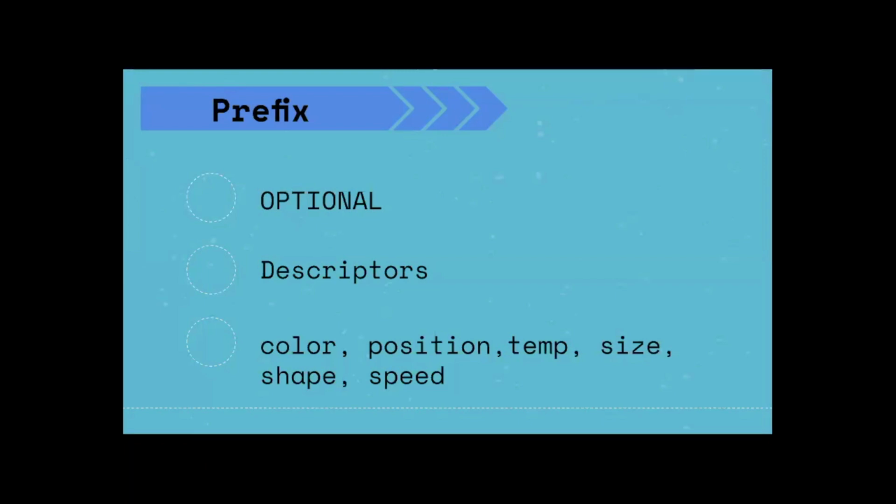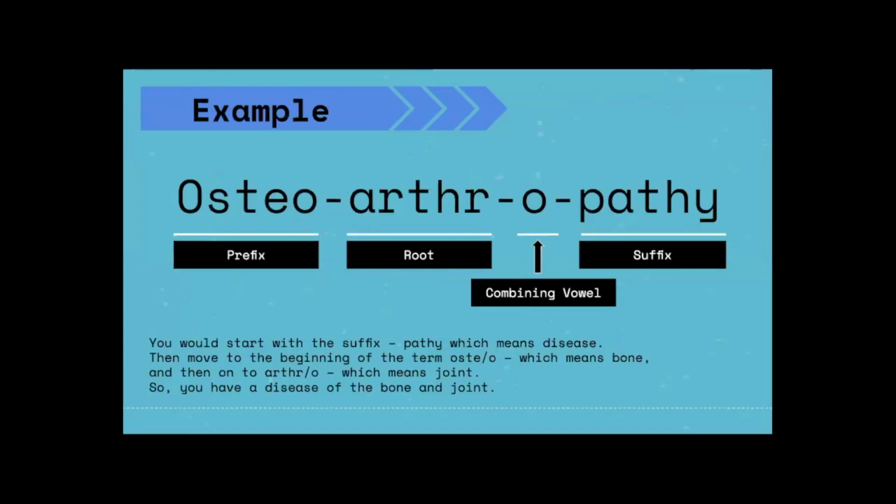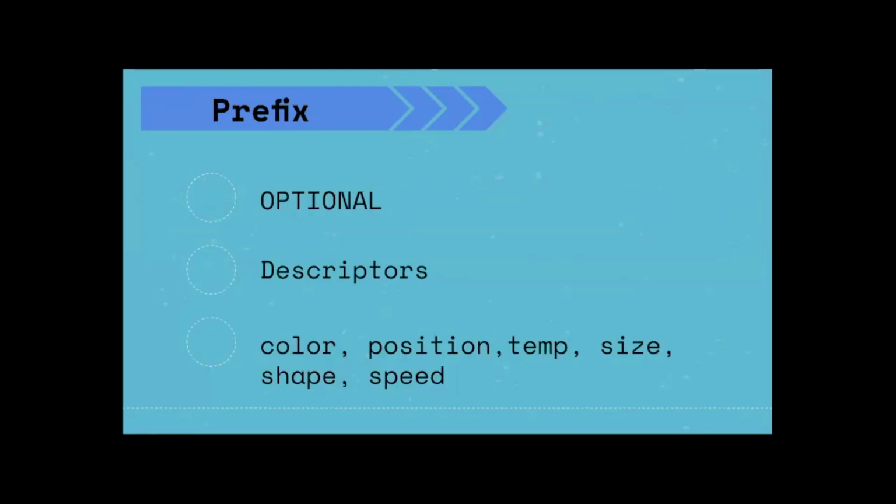So let's talk about each of the parts. So we said there were 4 parts. We had the prefix, the root, the combining vowel, and the suffix. So what are each of those parts? So the prefix is optional. When you have a medical term, it is not necessary for you to have a prefix. A prefix is a descriptor. It can be like color, position, temperature, size, shape, speed. Like maybe a certain organ is huge, so you would use a prefix to describe it. Or if it has a different color than it usually doesn't have, so you could use a prefix color. So you don't have to have it, but it's there.